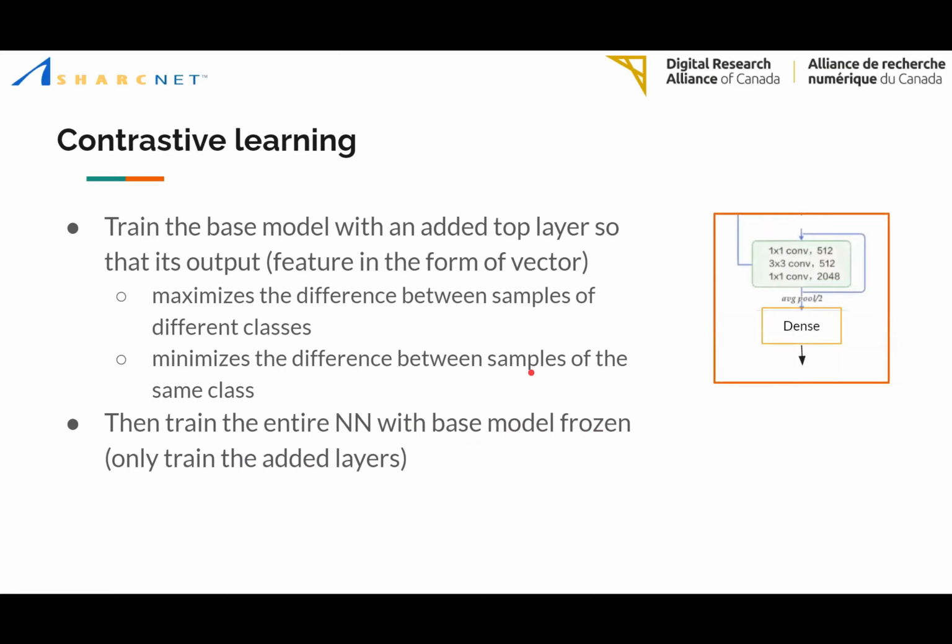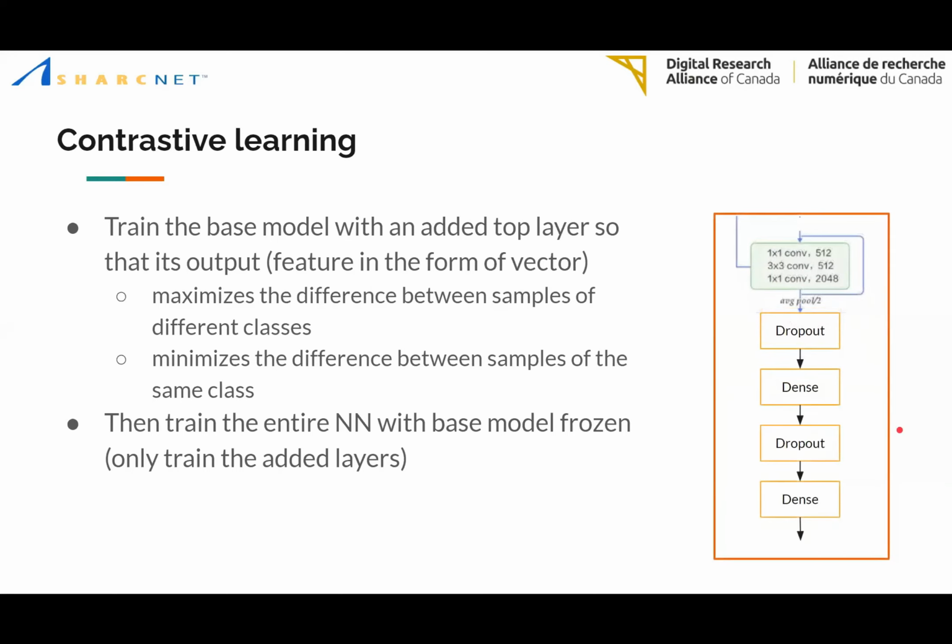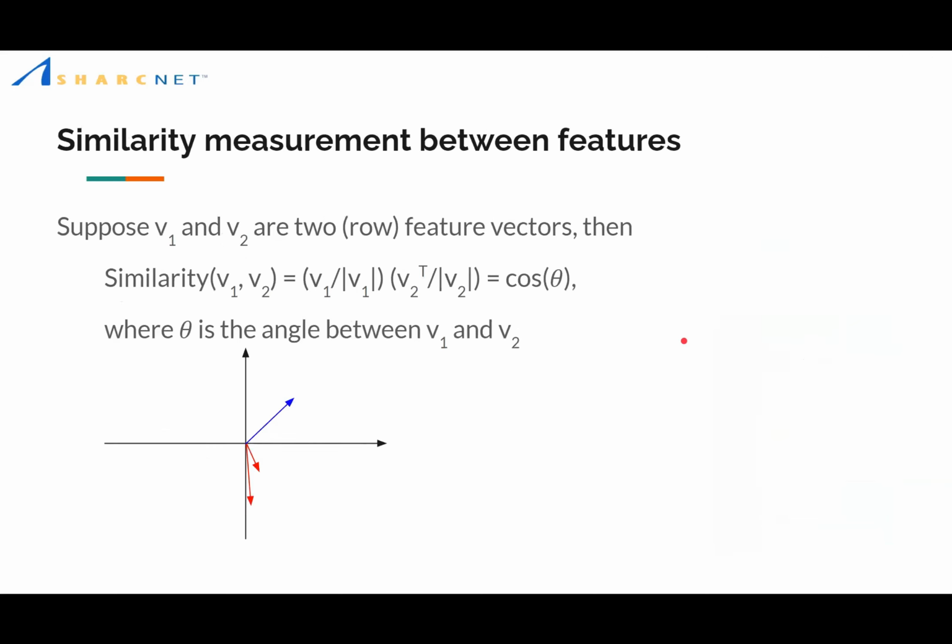Okay. So here is the first step. We cut it, and we add a dense layer. We're going to try to make sure the feature that comes out here has the property of minimizing and maximizing something. And once we have this base model trained, we're going to remove this dense layer and replace it with this structure, with dropout. So that's the ultimate goal, the final neural network. So these are the two phases that we want to train.